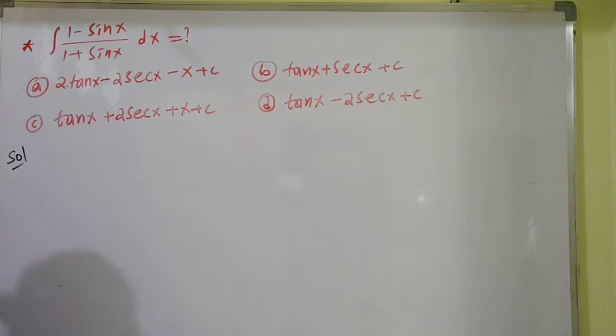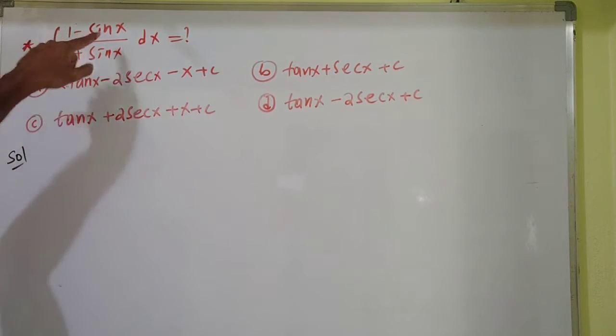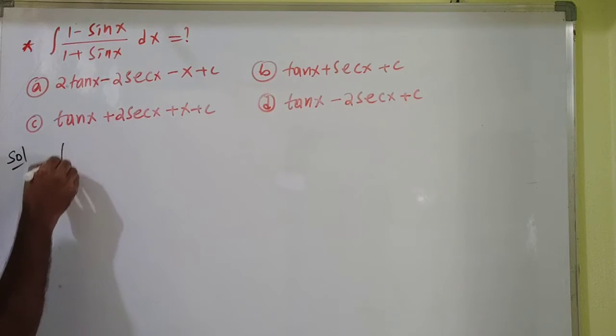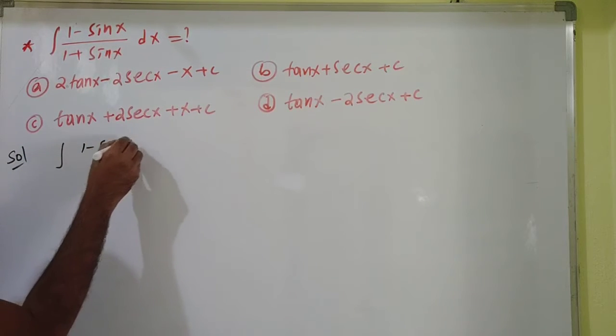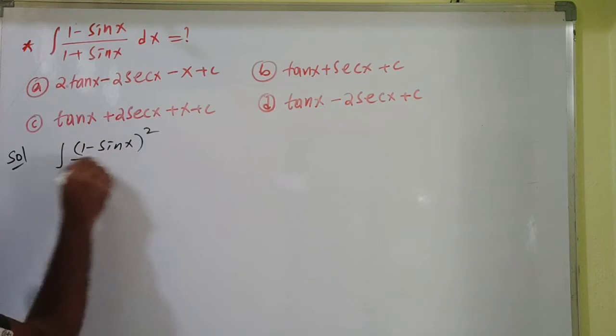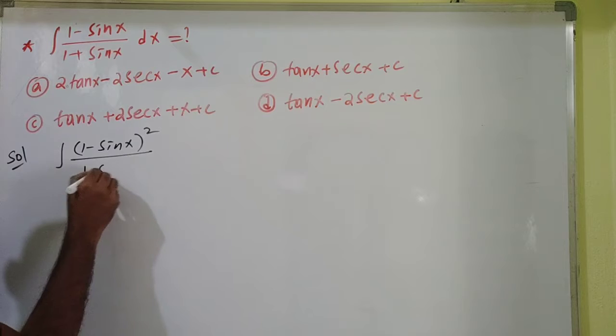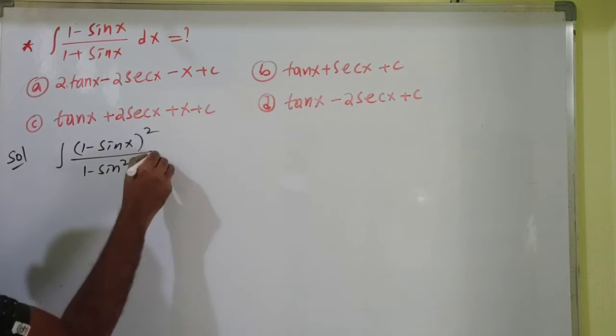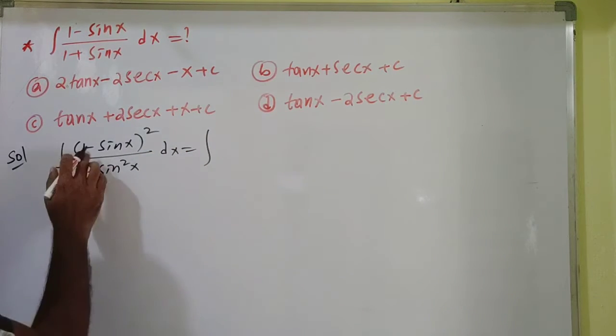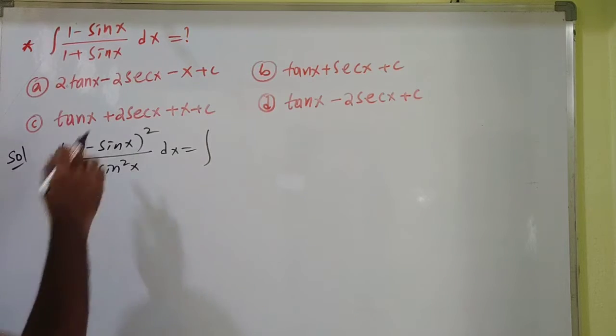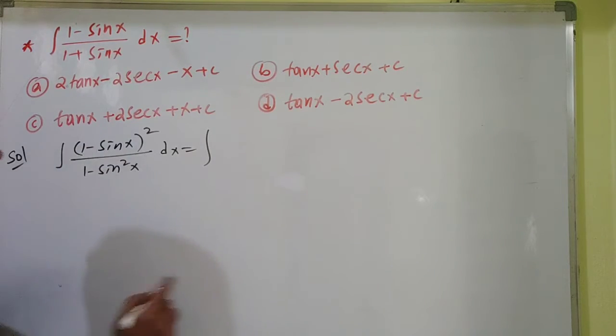Now, integration of (1 minus sin x) by (1 plus sin x), multiply and divide by 1 minus sin x. That means integration of (1 minus sin x) whole square in the numerator. The denominator is (1 plus sin x) into (1 minus sin x), which is 1 minus sin square x, dx. Now open the bracket of 1 minus sin x whole square. It is in the a minus b whole square form.